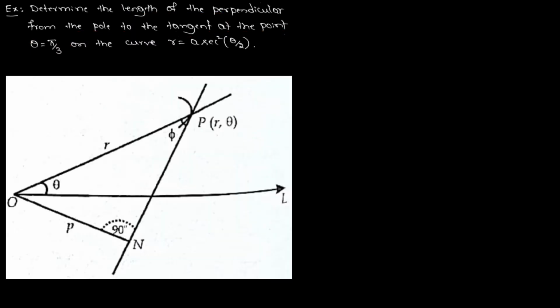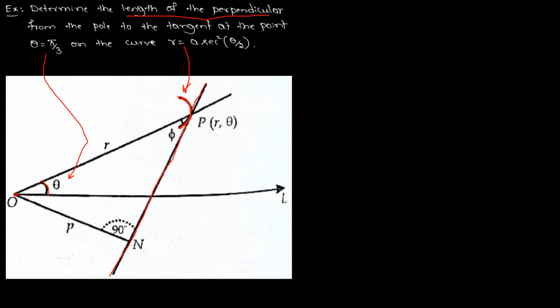In this diagram, this is the curve whose equation will be like this, and we have a tangent. We can see a tangent here which is drawn at this point, where theta is given as pi by 3. Then what is the length of the perpendicular from the pole to the tangent?